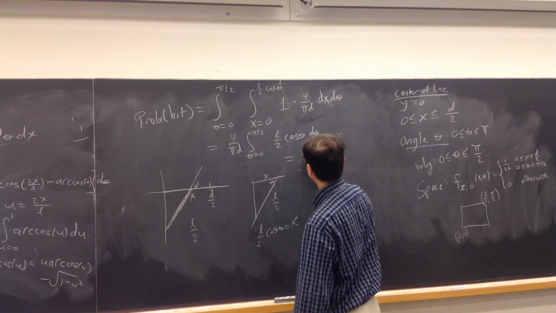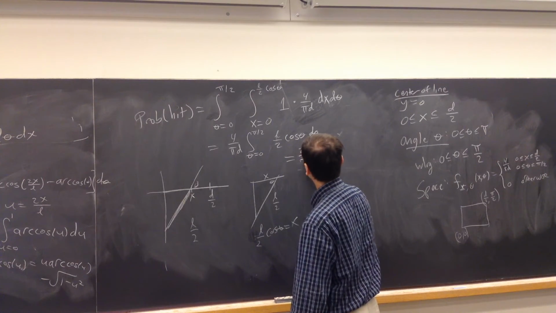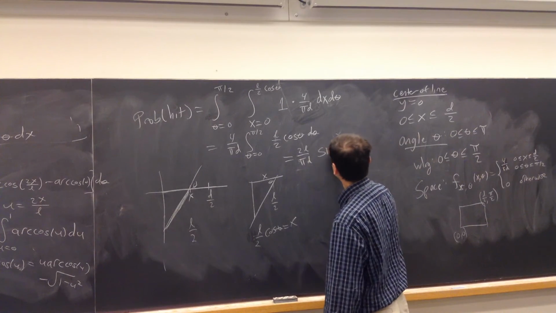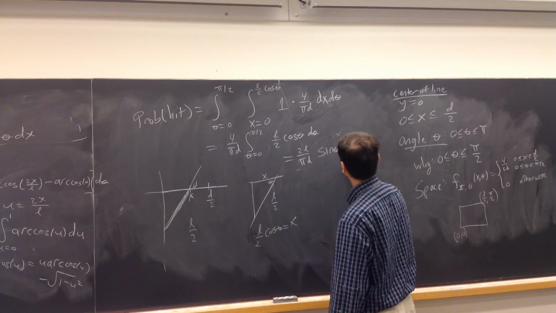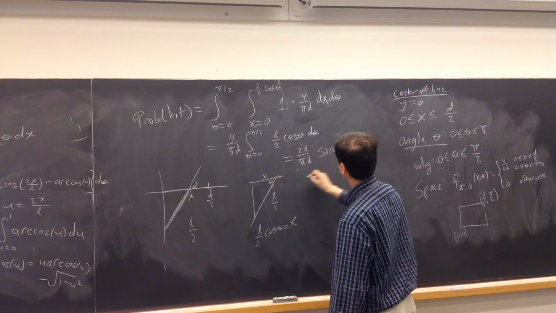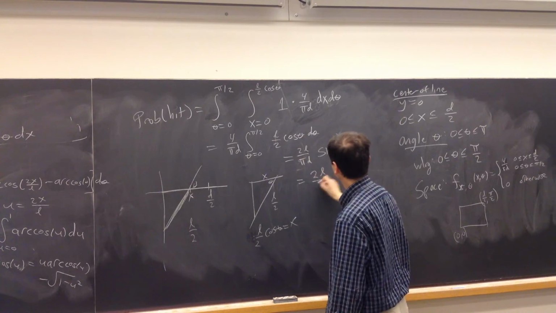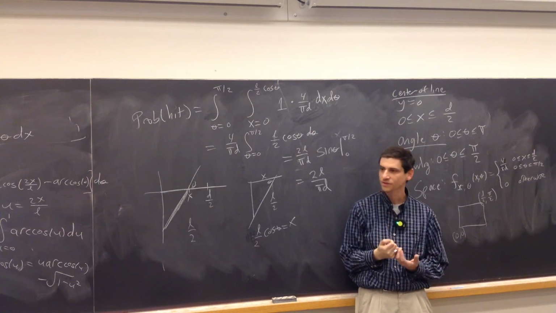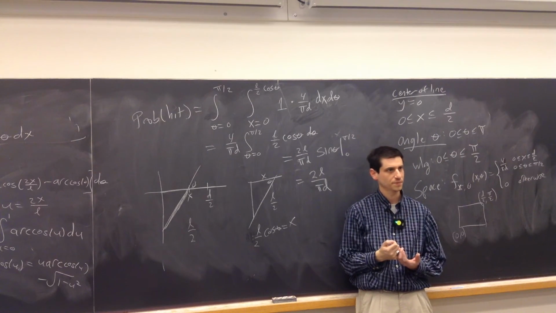The L gives us a little bit. We get 2L over pi d. The integral of cosine is sine. So we'll have sine of theta evaluated at 0 and pi halves, which is just 1. So we get 2L over pi d. So the expected number of hits, or the probability of a hit, is 2L over pi d.